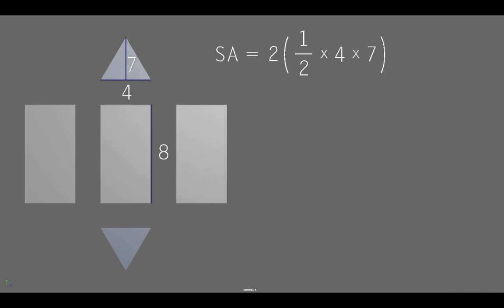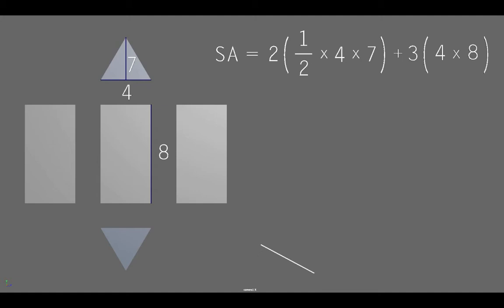Next we will do the area of our lateral surfaces. Our lateral surface has dimensions 4 by 8. Now because all 3 of our lateral surfaces are congruent, we can go ahead and multiply this quantity by 3. And we'll add these together.